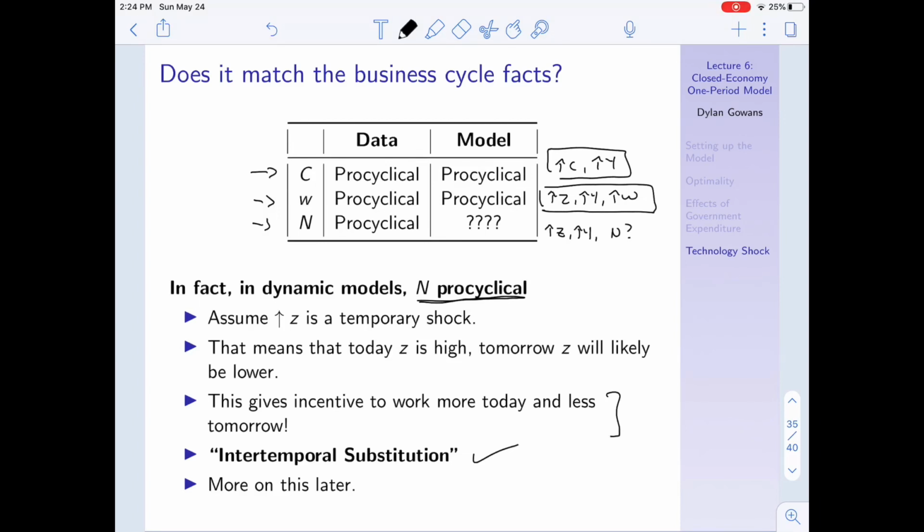And so that means that in this case, Z goes up, Y goes up, W goes up, and therefore when W goes up, I will also want to work more. And this will lead to pro-cyclical labor. I'll say more on this later because, again, this is a dynamic model. Right now, we're just looking at the static model.